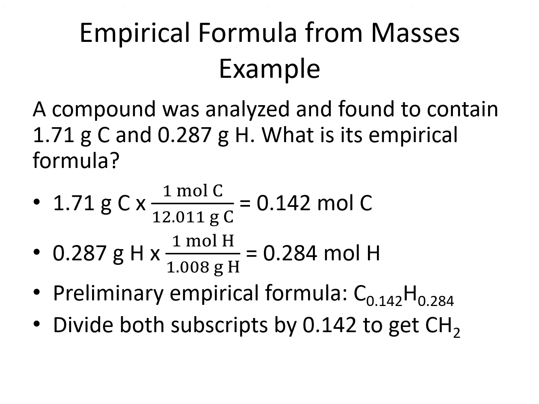So to get it to be whole numbers, we're going to divide by whichever of the numbers is the smallest. In this case, 0.142. So we have 0.142 divided by 0.142, which gives us 1, and 0.284 divided by 0.142, which gives us 2. So our empirical formula is CH2.